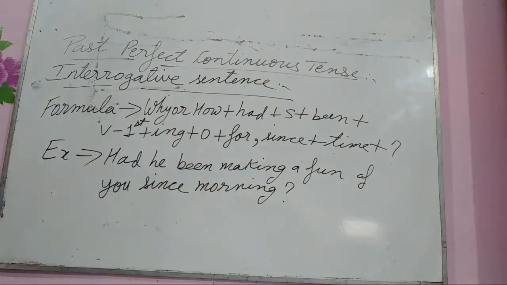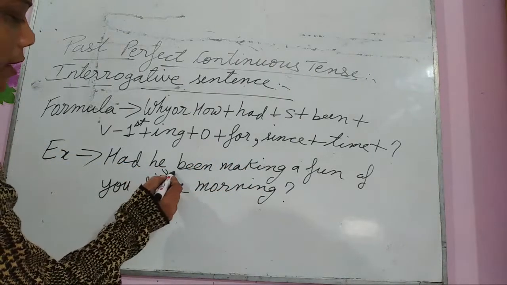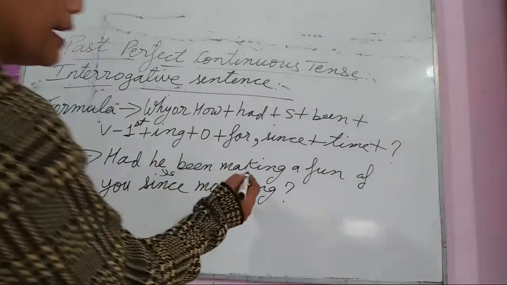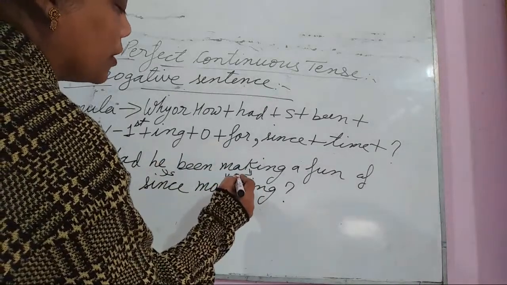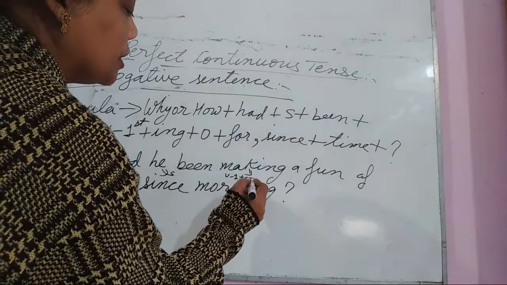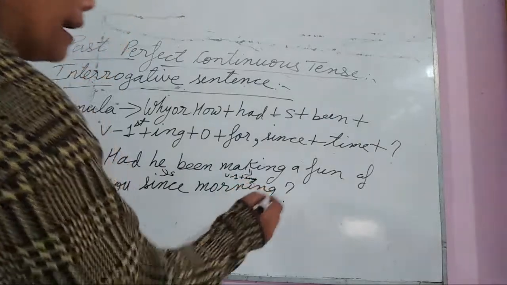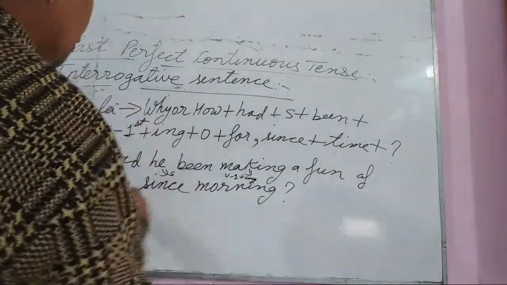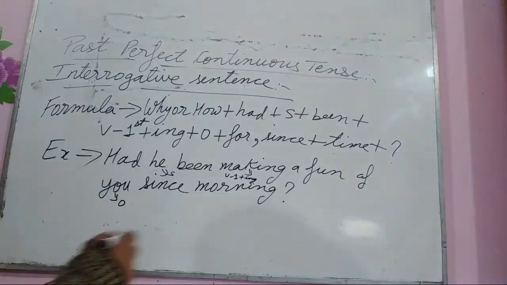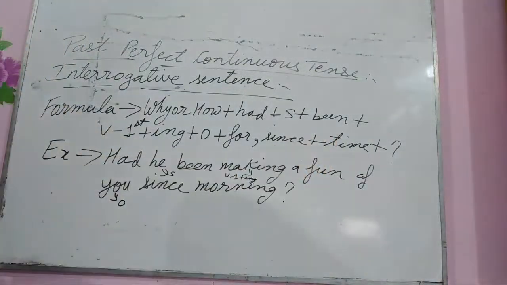Here he is your subject. Been making, making is the verb of first form plus ing. And fun of you, here you is your object and since morning is showing the time. So had he been making fun of you since morning? Now let's see the next example.